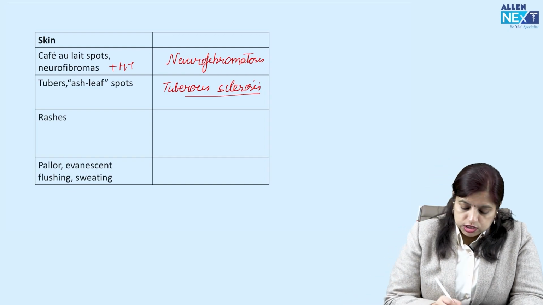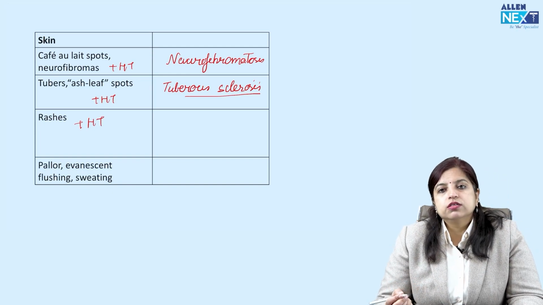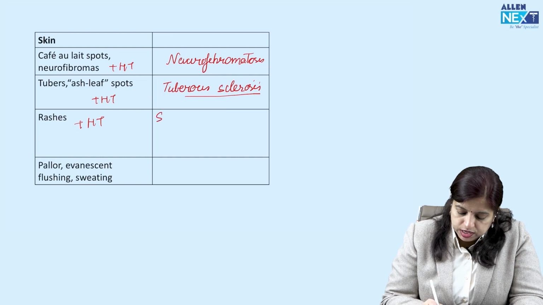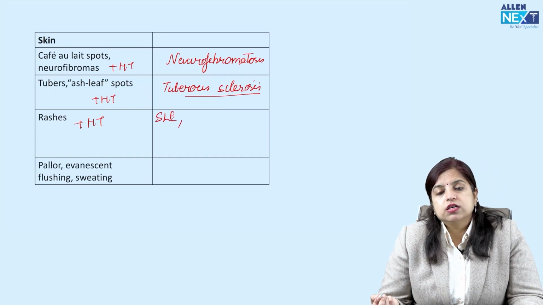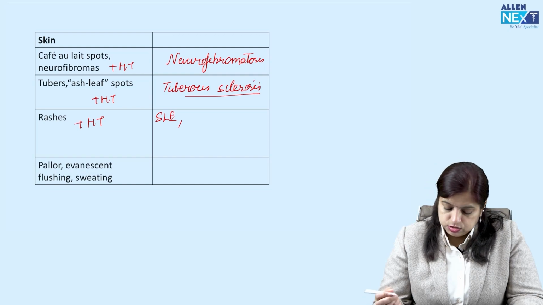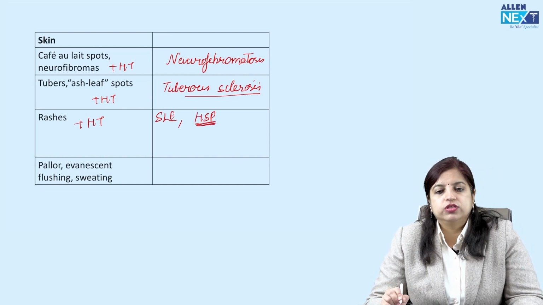Then we have rashes with hypertension. When you have rashes with hypertension, the first thing that comes to my mind, if it is a butterfly rash on the face, of course, is SLE. Then you can have rashes with hypertension if there are rashes on the external surfaces of the lower limbs and buttocks, right? So this can be HSP. Please remember this. This also I'm going to teach you.